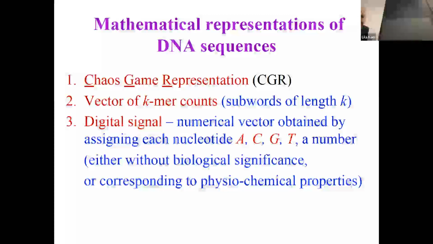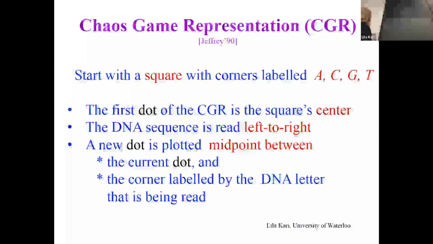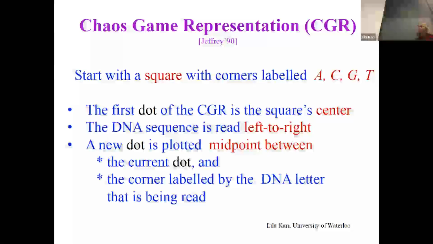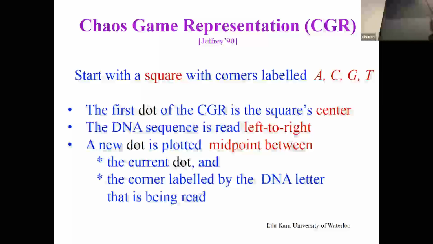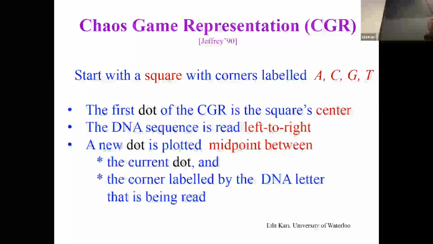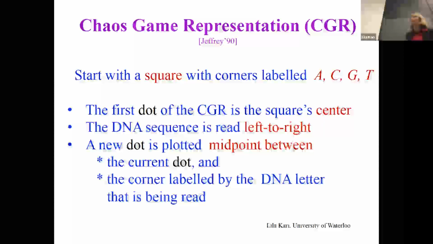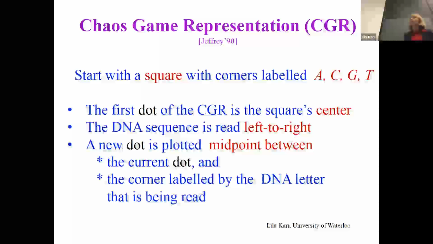So let's start with the first one, because it was our first and also is the most fun one. So the chaos game representation of a DNA sequence works as follows. We start with a unit square whose corners are labeled A, C, G, and T. And the first pixel of the figure, since I want to produce a visual representation, is the center of the square. Then we read the DNA sequence that we want to plot from left to right. And with each letter that we read, we plot a new dot in the middle of the segment determined by the current dot and the corner labeled by the DNA letter that is being read.